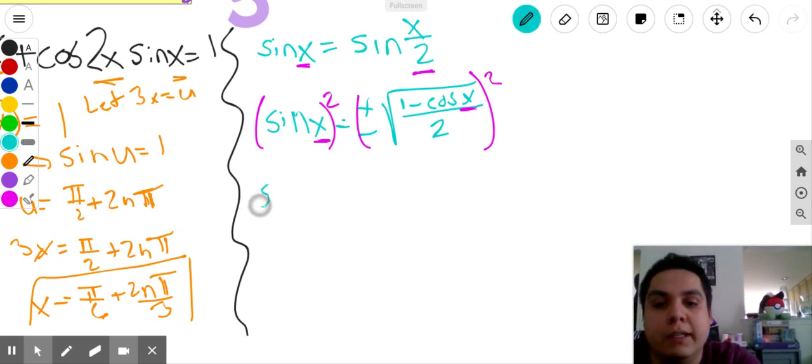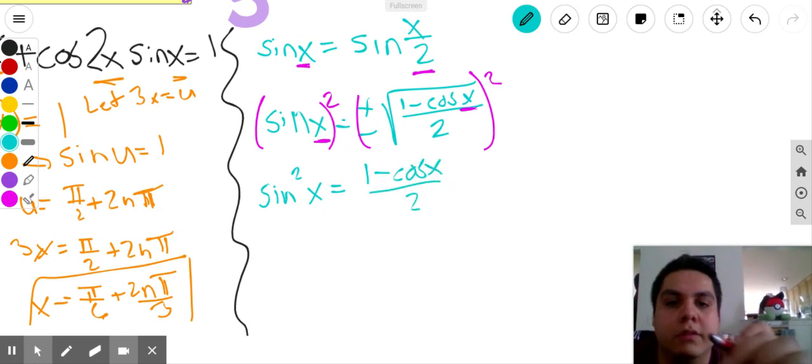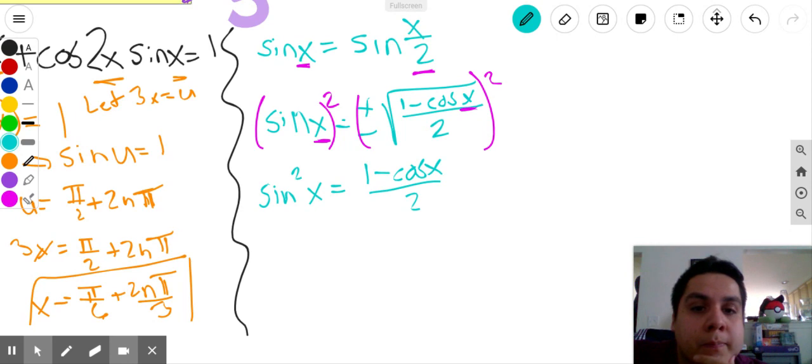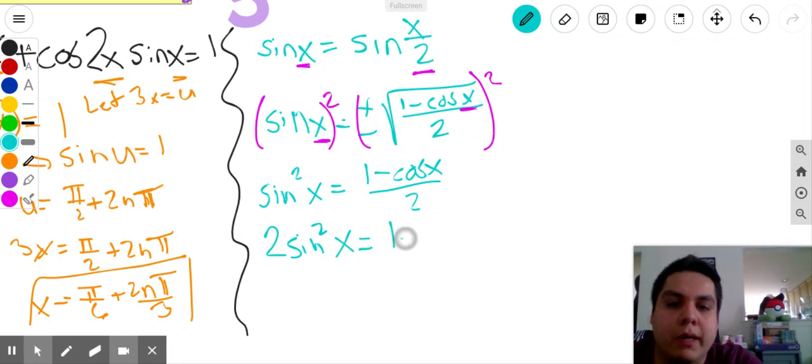So then that tells me that sine squared of x should equal 1 minus cosine of x divided by 2. Okay, so I got the radical out, but now I have this. I'm going to multiply both sides by 2 just to no longer work with fractions. So I have 2 sine squared of x should equal 1 minus cosine of x.